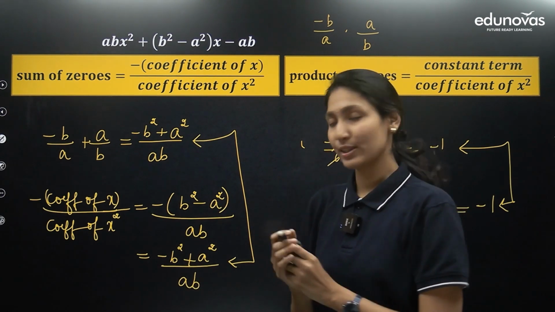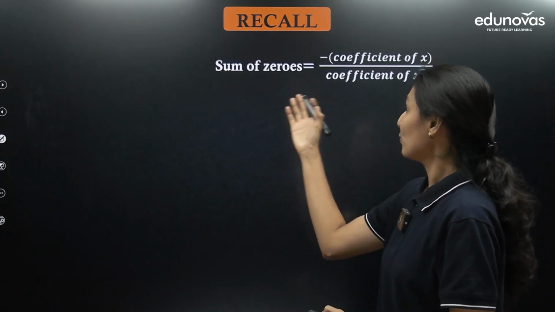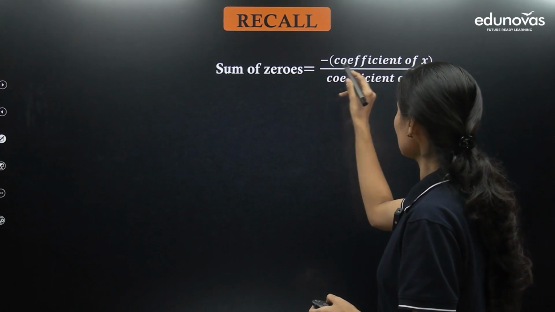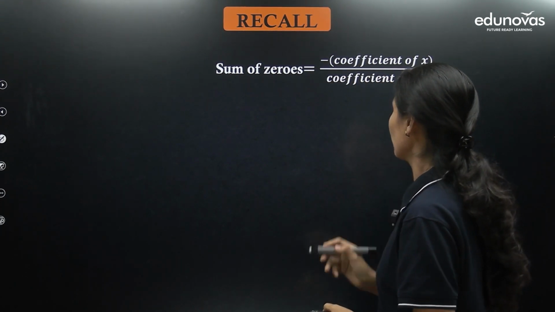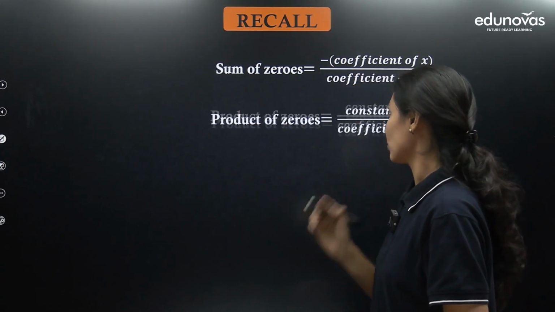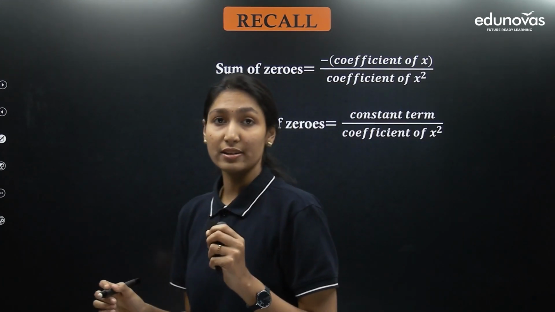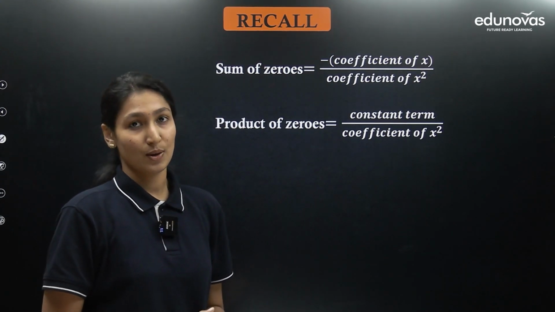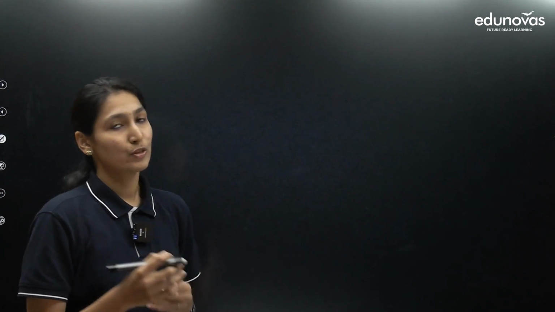Okay, that's it for the class today. In this class, we learnt that the sum of the zeros of a quadratic equation is equal to minus of the coefficient of x over the coefficient of x square, and the product of the zeros is equal to the constant term over the coefficient of x square. Okay, in the next class we shall continue with more problems on this.